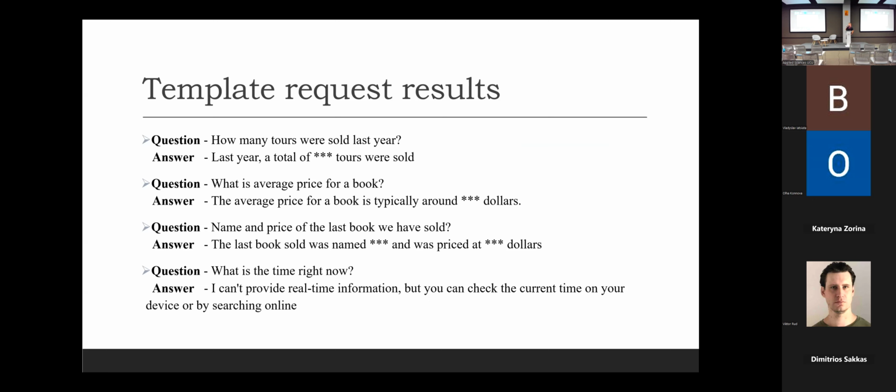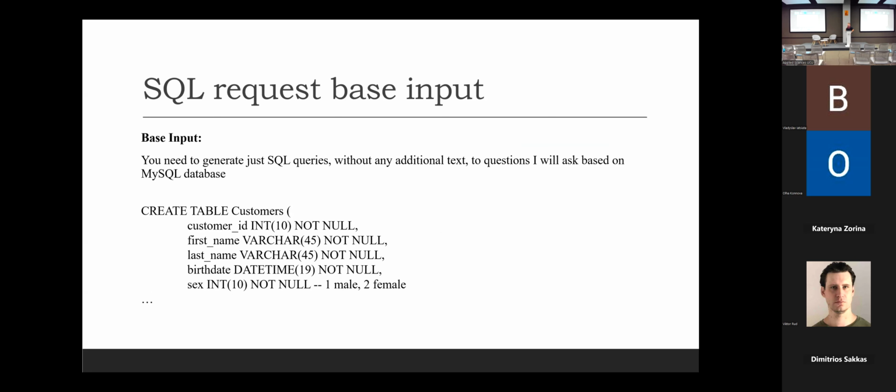Also, we have tested several cases where we need multiple placeholders. The answer was correct. And in some cases, ChatGPT started to answer the question itself instead of providing a template, like you see, what is the time right now, it was trying to answer the question. For this, we regenerated the chat, re-entered the base input, and it started working again.